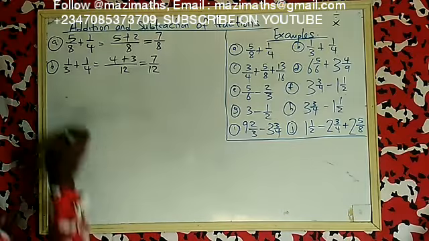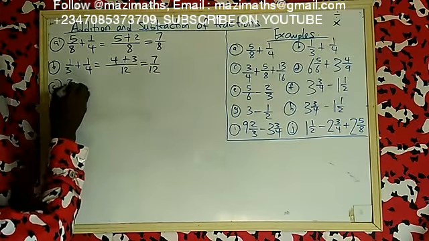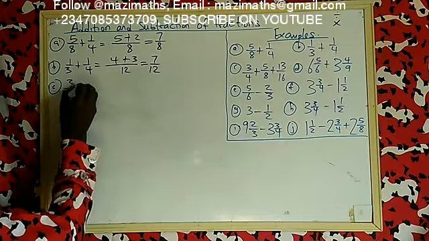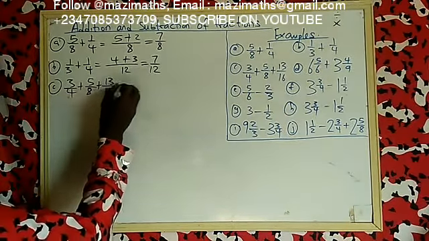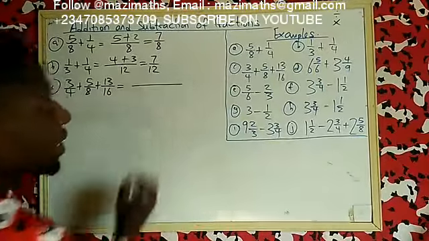We are done with that one. Now to the next one. We have 3/4 plus 5/8 plus 13/16. Now in this case, you rule your line as usual.